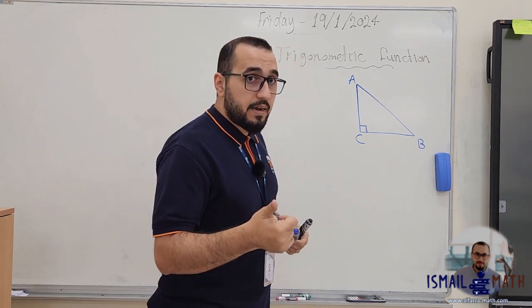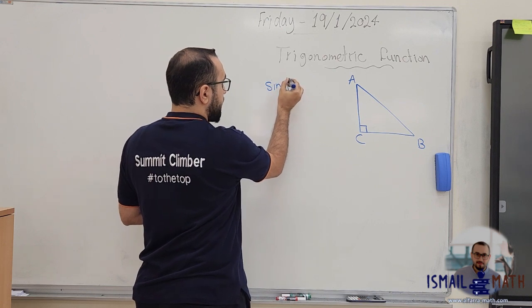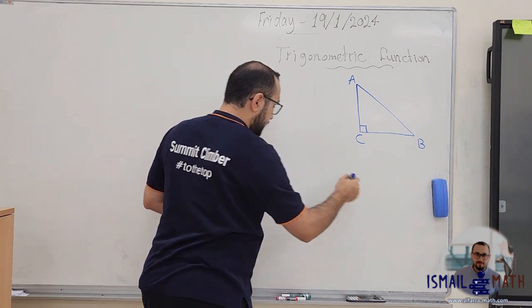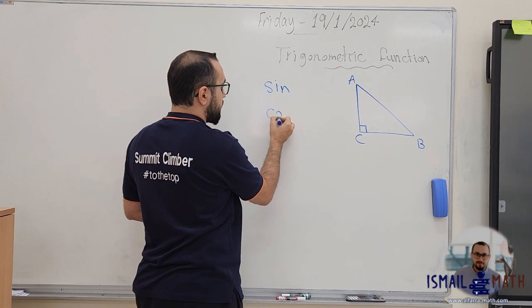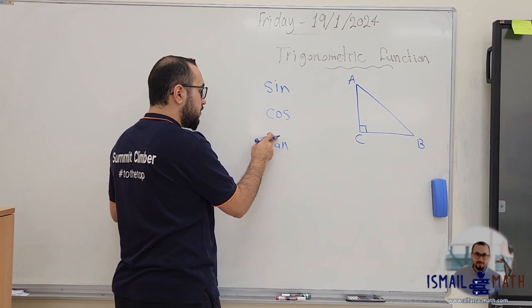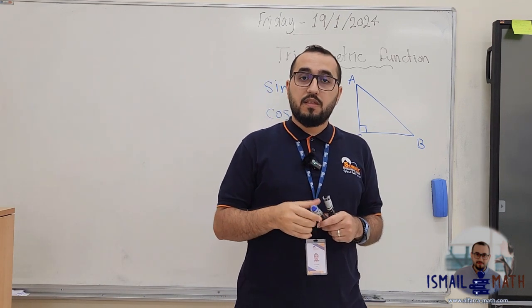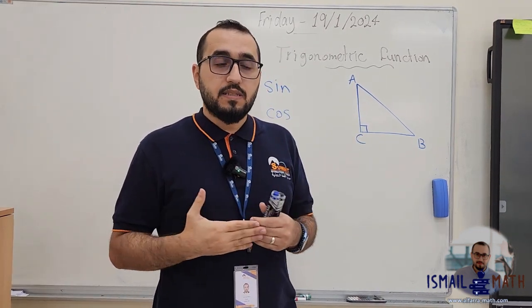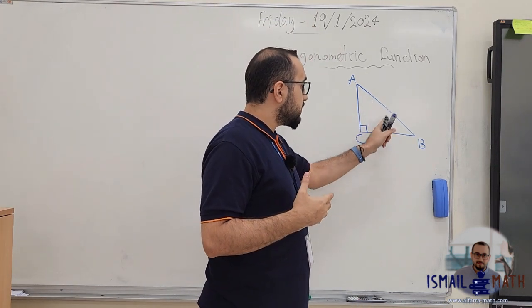Trigonometric is the sine, cosine, tangent. We have three types of trigonometric functions; let me write sine. The first one is sine, the second one is cosine, the last one is tangent. So now we have three trigonometric functions: sine, cosine, tangent. Now, what are sine, cosine, tangent? They are trigonometric functions that can help us to find the sides here.